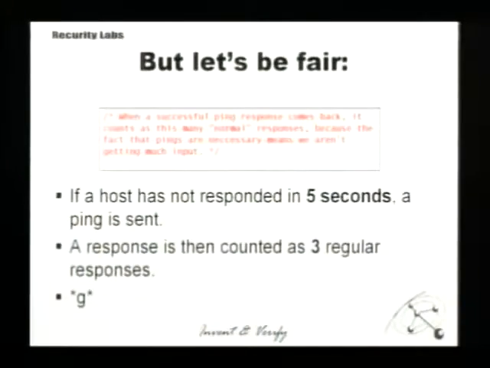If an answer, let's just read the comment first. This is very nice in the Nmap source code. When a successful ping response comes back, it counts as this many normal responses because the fact that pings are necessary means that we aren't getting much input. So it basically means what they do is this describes a variable which tells us how much a response to a ping would count. And what they do is every 5 seconds in which they have not received an answer, so that's like an eternity, they send one ping probe. And if that returns, it counts as if 3 packets have returned correctly.